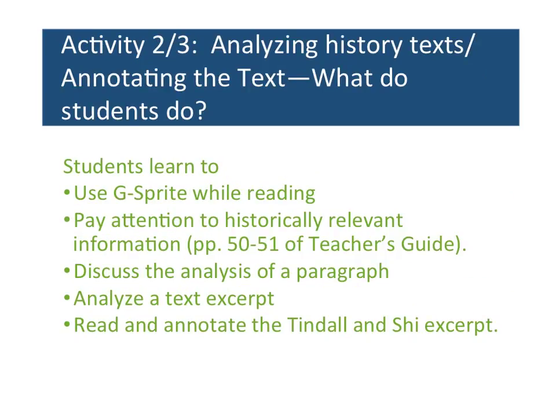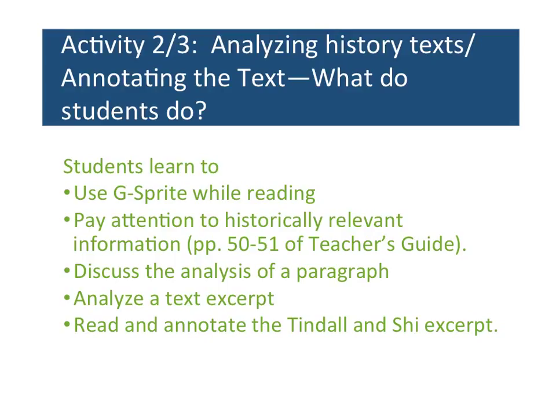So in Activities 2 and 3, what they're doing is reading and analyzing a history text. They're annotating that text as they do that analysis. And one thing they're going to be doing to analyze the text is using a strategy called G-SPRITE. G-SPRITE is just a reminder, a mnemonic, that they should be paying attention to certain elements of societal functioning as they read the text.